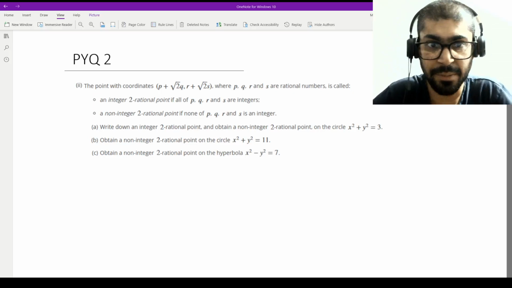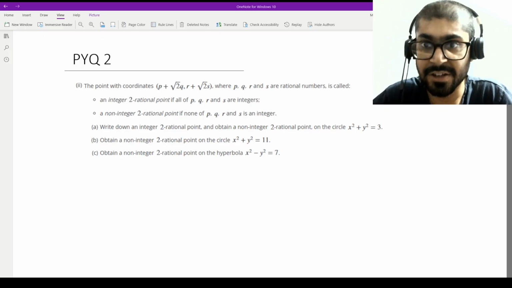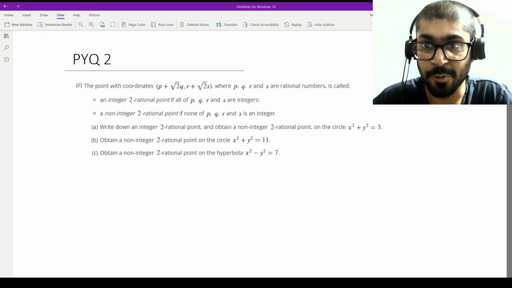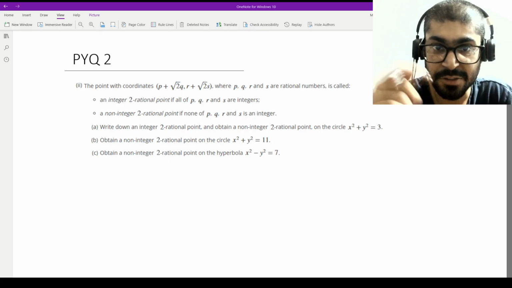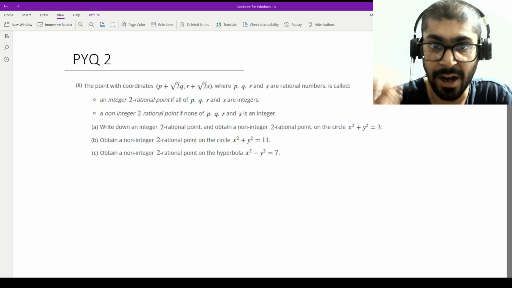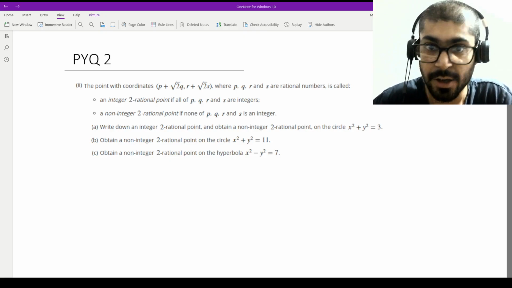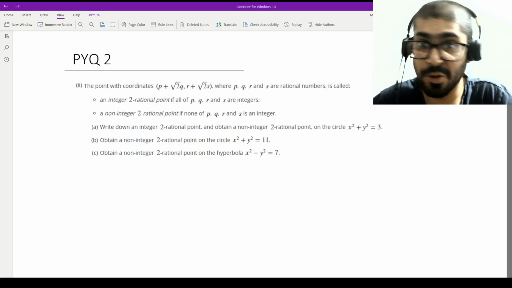Hello everyone, welcome back to the second part of the PYQ that we were discussing for 6 term examination problems. In the second part, we are presented with a slight increase in difficulty. Here it says the point with coefficients p plus root 2 into q, r plus root 2 into s, where p, q, r, s are rational numbers. So instead of our vanilla a comma b, we are now given p, q, r, and s.